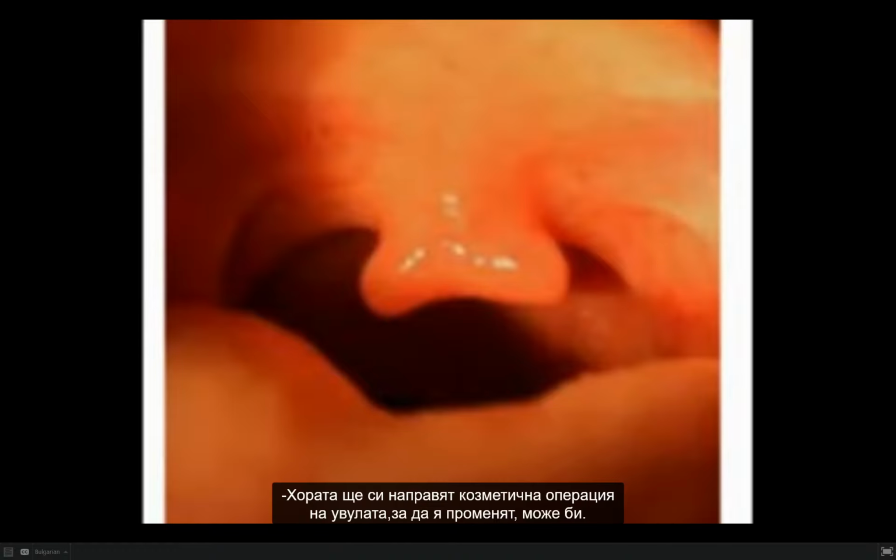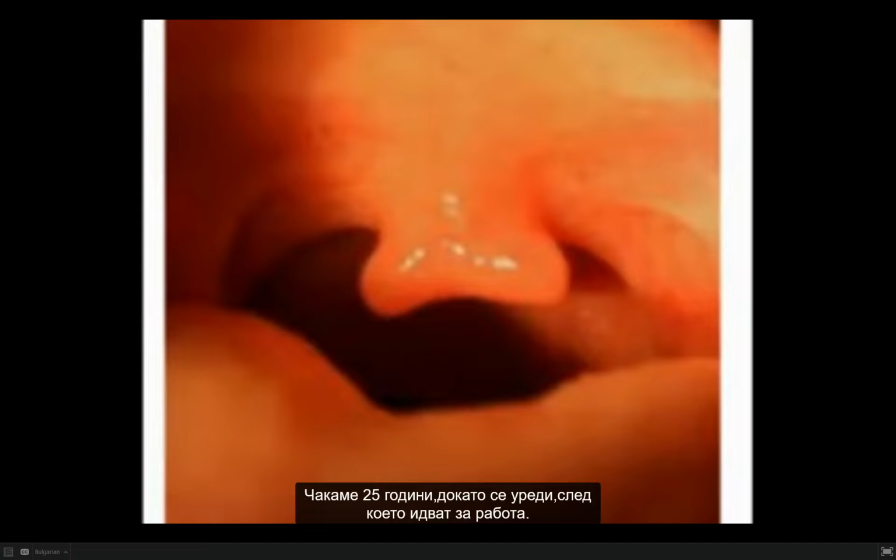You cannot become a pilot when you actually fear flight, but you need a job to eat food. People will perhaps have cosmetic surgery on their uvula to change it. Oh yeah, very scary. Nice one. But then you ask them, have you had an operation? Yes. We wait 25 years till it settles, then you come for a job.